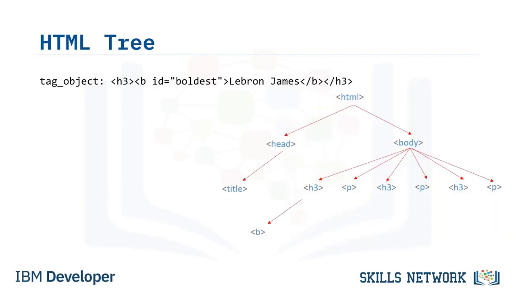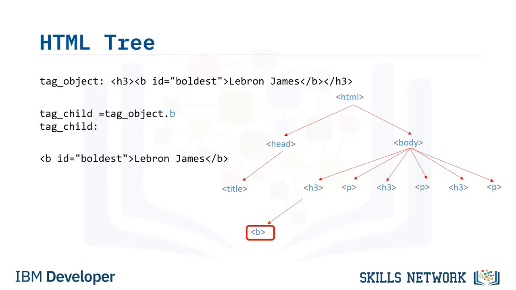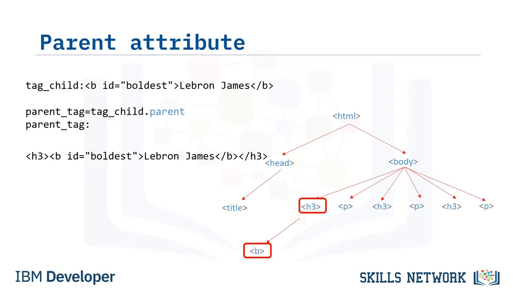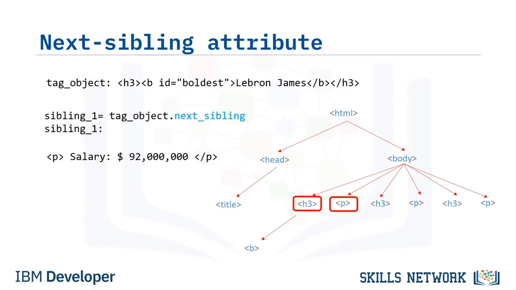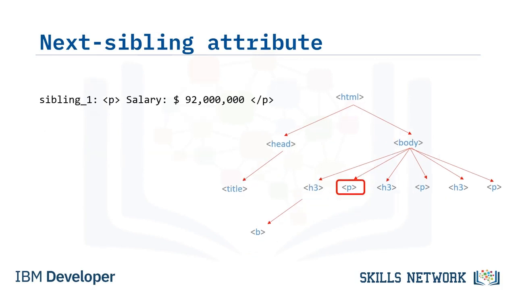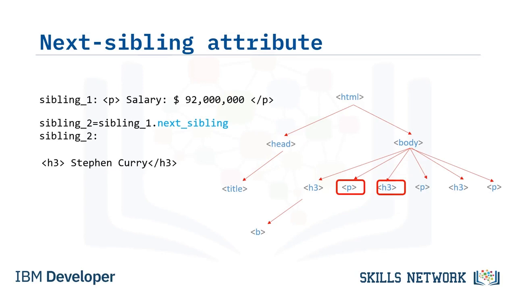So let us use the tree representation. The variable tag_object is located here. We can access the child of the tag or navigate down the branch as follows. You can navigate up the tree by using the parent attribute. The variable tag_child is located here, and we can access the parent. This is the original tag object. We can also find the sibling of tag_object. We simply use the next_sibling attribute. We can find the sibling of sibling_1. We simply use the next_sibling attribute.